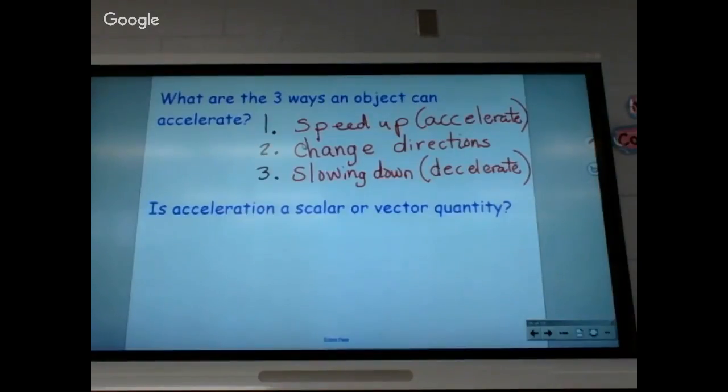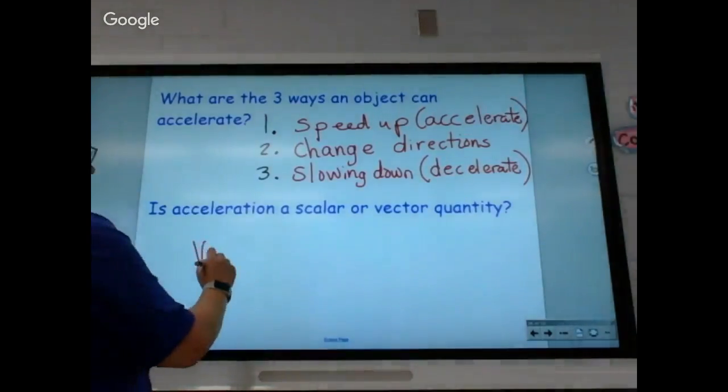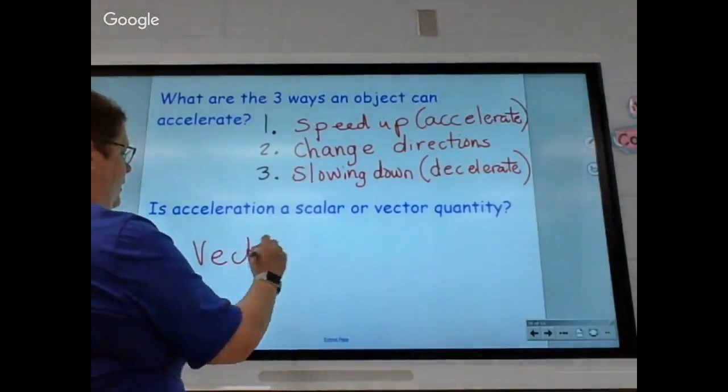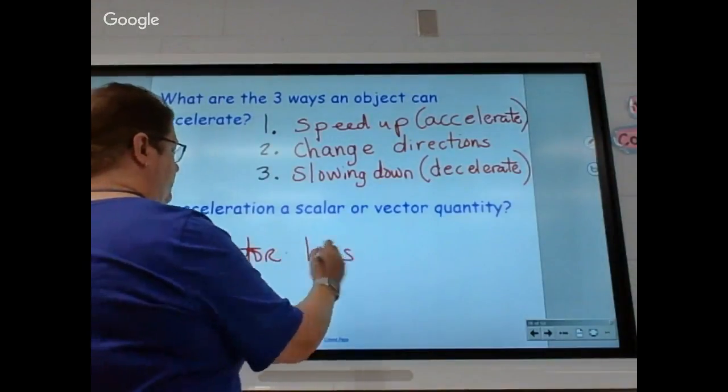Now, is acceleration a scalar or a vector quantity? It's a vector because you change the direction. There you go. It's a vector. It has direction.